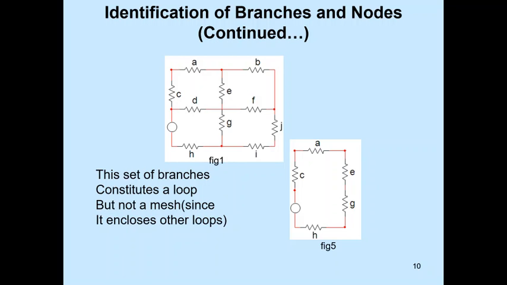See here, another type of this thing. In this, H, C, A, E, G is also a closed path. But there is a D also there. But it's not a mesh because it constitutes other loops. So here there is a closed path.